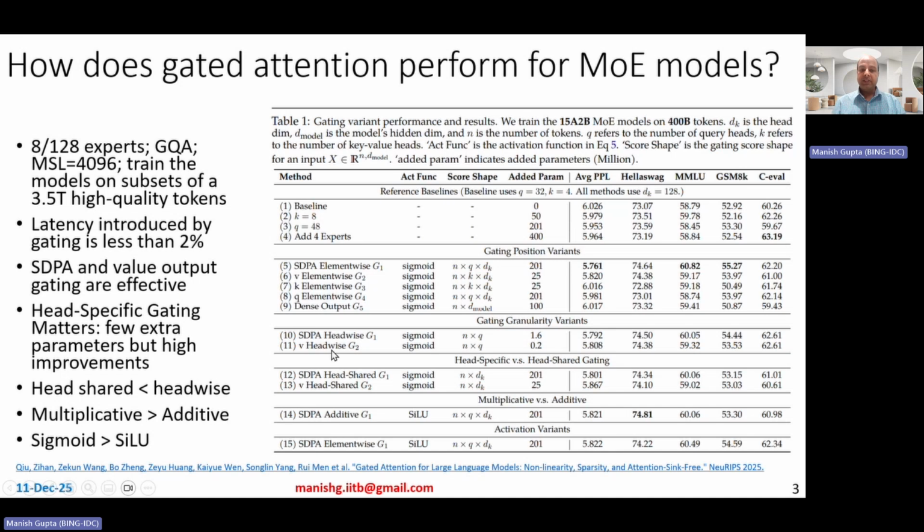Now, of course, this is all element-wise gating, right? And the good part is that this one gives you the best results. The right part of the slide talks about the results: average perplexity, the lower the better, and then the performance on 4 different benchmarks like HellaSwag, MMLU, GSM8K, and CEval, right? So as you can observe, the minimum perplexity is with the scaled dot product attention with element-wise gating G1, right?